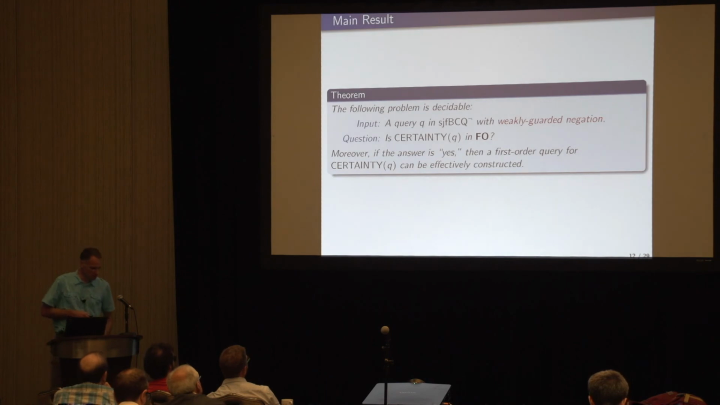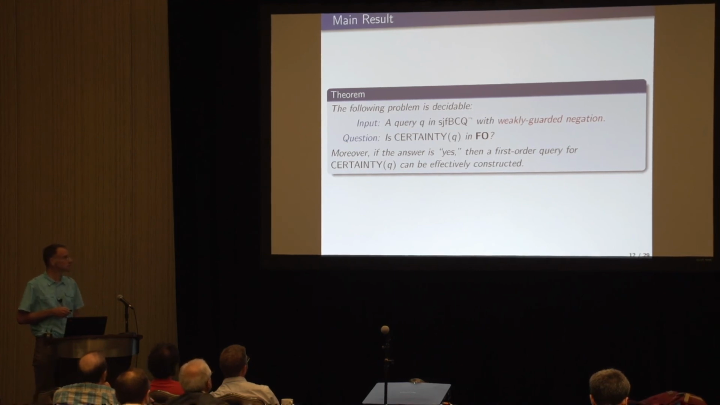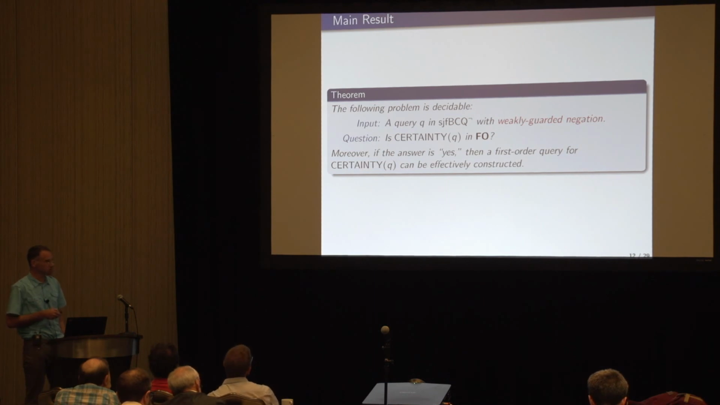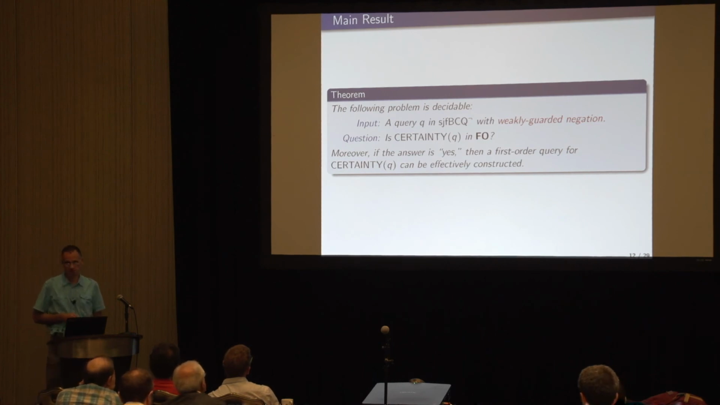And then the main result of this paper is the following, that this problem is decidable. So the input is a query Q in this class with weakly guarded negation, and the question is whether certainty Q can be solved in FO, right? And also, if the problem is in FO, then the first order expression for solving certainty Q, what is commonly called a consistent first order rewriting for the query, can be effectively constructed, right?